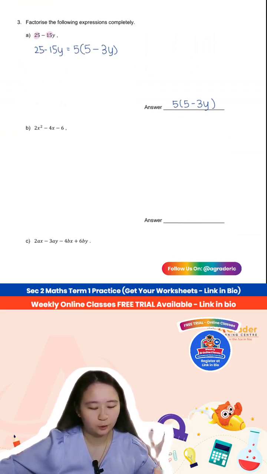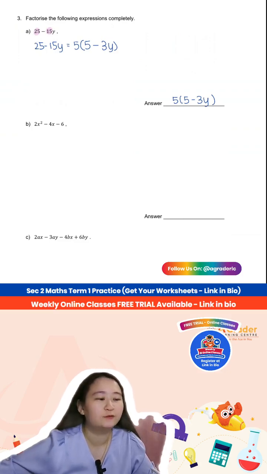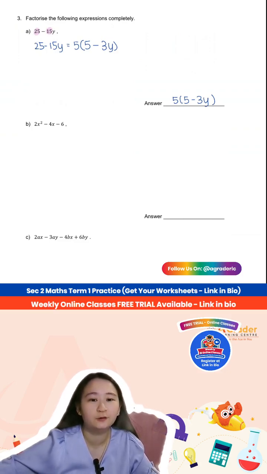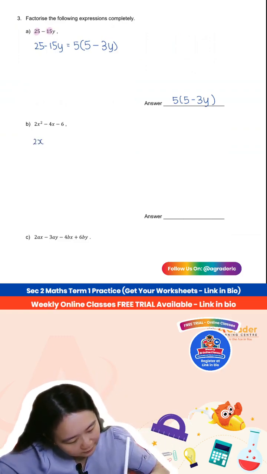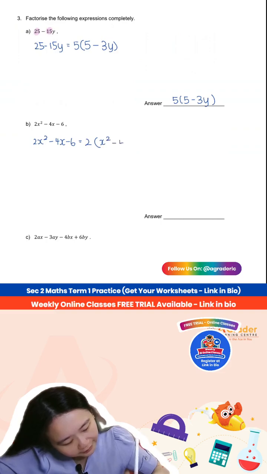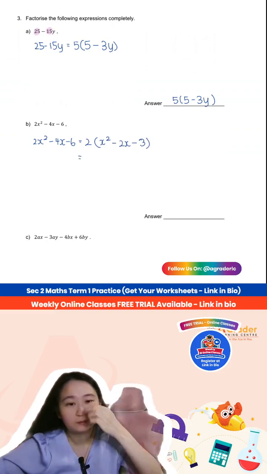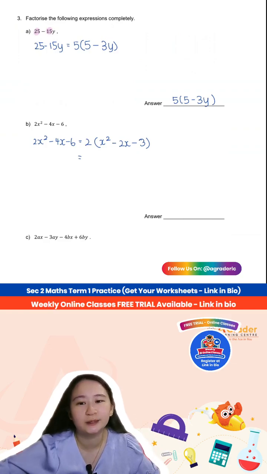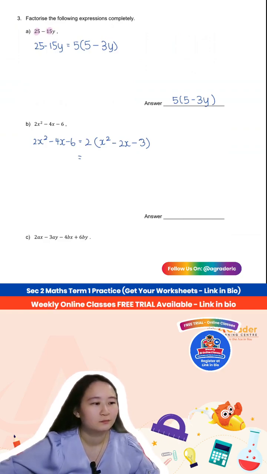Those who are done, move on to part B. Part B, don't forget to factorize out the common factor first before you factorize the quadratic expression. You can take 2 out first because all the numbers are even numbers. So you factorize out a 2 first, you're left with x squared minus 2x minus 3, and then factorize the quadratic expression.